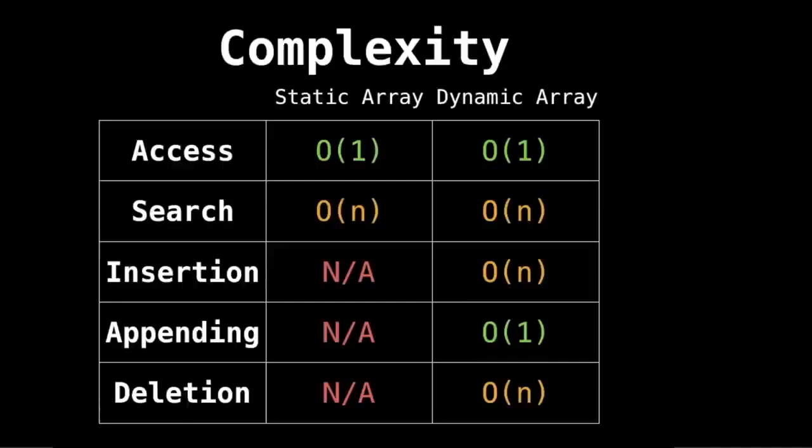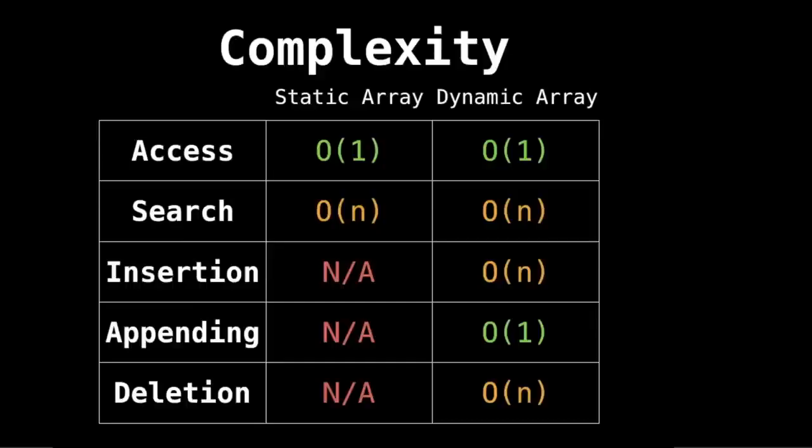Alright, time to talk about some complexity. The access time for a static array and a dynamic array is constant because of the property that arrays are indexable. Searching, however, can take up to linear time because we potentially have to traverse all the elements in the array in the worst case, such as if the element you're looking for does not exist. Inserting, appending, and deletion from a static array doesn't really make sense. The static array is a fixed size container. It cannot grow larger or smaller.